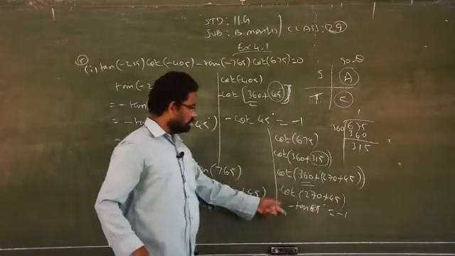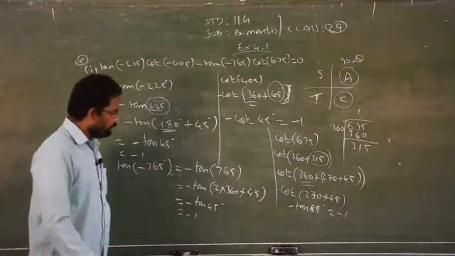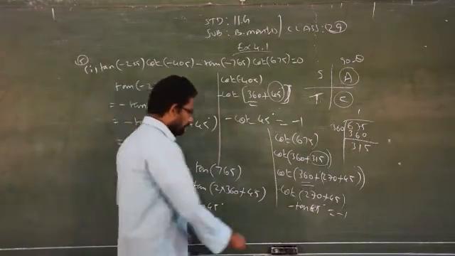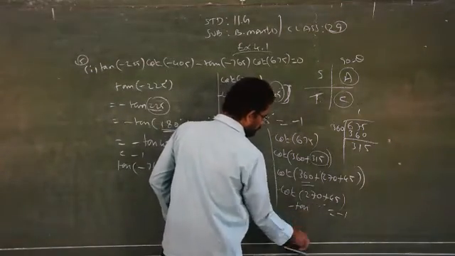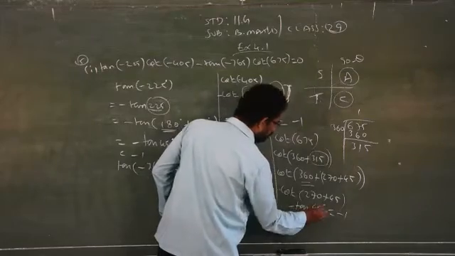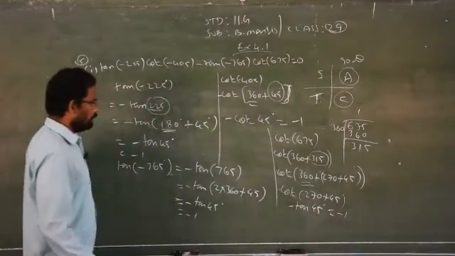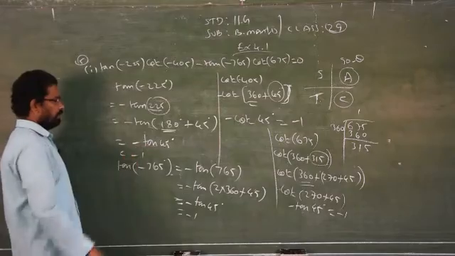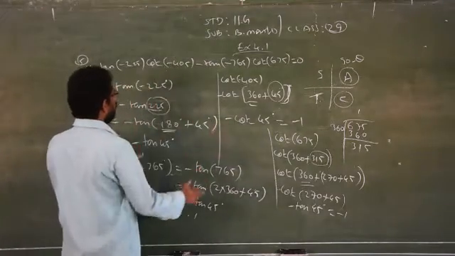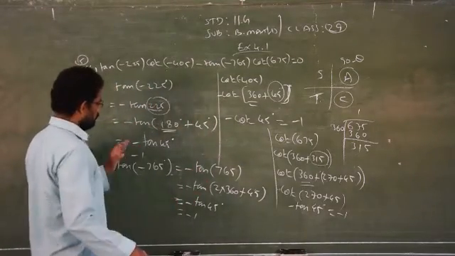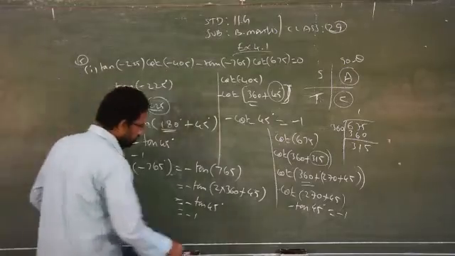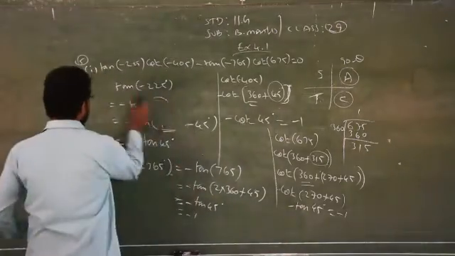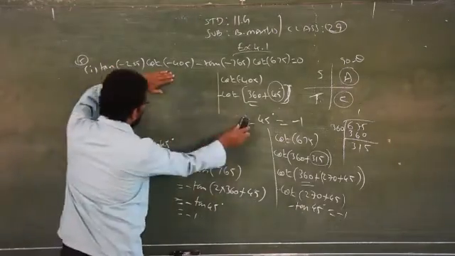Clear. So therefore, I changed cot theta to tan theta. I already gave the formula for how to change. This is tan 45 degrees. Tan 45 is 1, we have a negative sign, so minus 1. I got all the answers, minus 1, minus 1. Therefore, I am replacing everything, so this is minus 1.